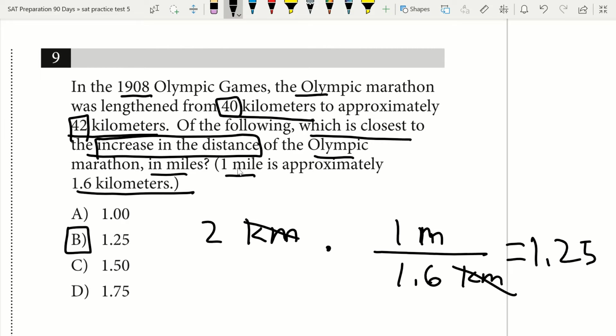So hopefully you can see how canceling units is going to help you make sure that you're doing the correct ratio and getting to that correct answer. So hopefully this video is helpful.